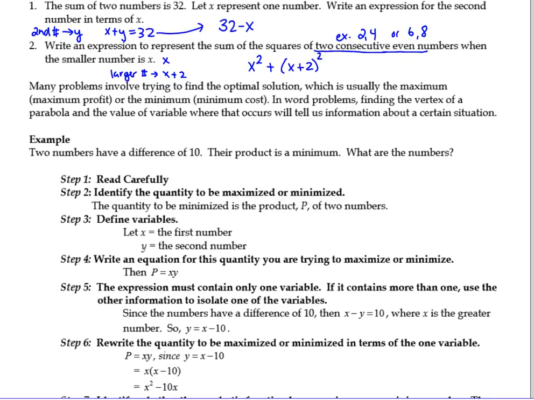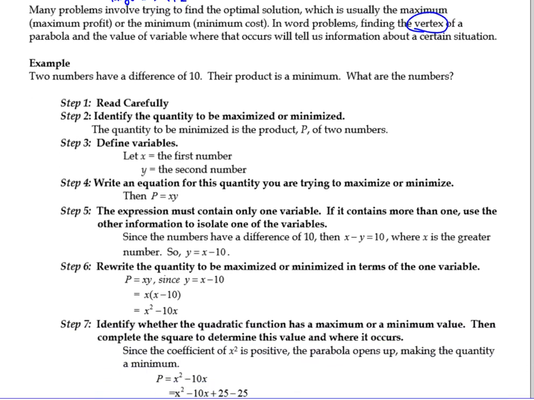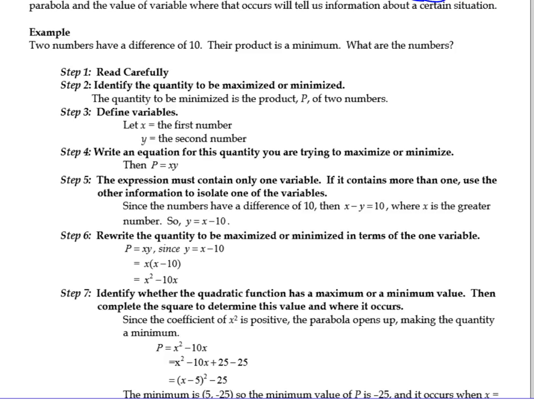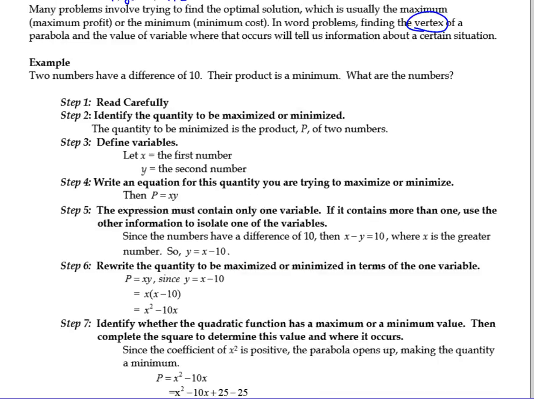Many problems involve trying to find the optimal solution, which is usually the maximum, like max profit, minimum cost. And so that's why we need the vertex, because the vertex will give us the max or the min value, which is why we're going to complete the square. Okay? So here's one example. It's already been given to you. We're just going to walk through. I'm going to grab a highlighter and just walk through it with you, and then we're going to go through some of our own. Okay?